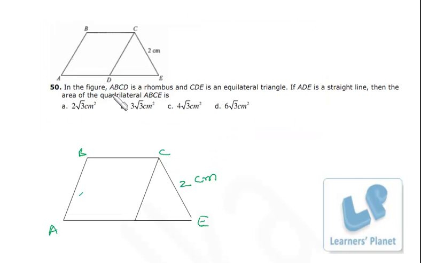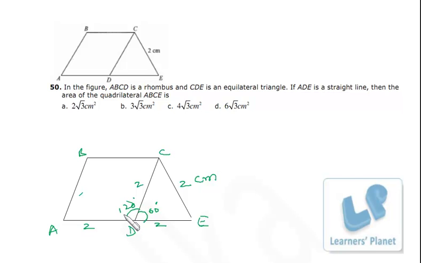Now this problem. In the figure, ABCD is a rhombus and CDE is an equilateral triangle. If ADE is a straight line, we have to find the area of quadrilateral ABCE. Precisely, it is a trapezium. Now this is an equilateral triangle, and if it is 2 centimeter, it has to be 2. Since ABCD is a rhombus, a rhombus has all sides equal, so it is 2 centimeter. Being an equilateral triangle, this is 60 degree, that means this has to be 120 degree.